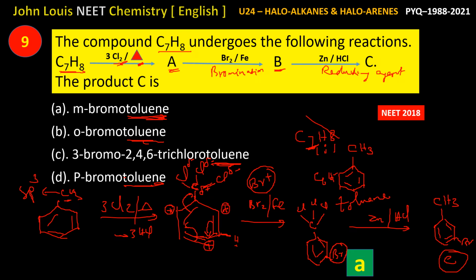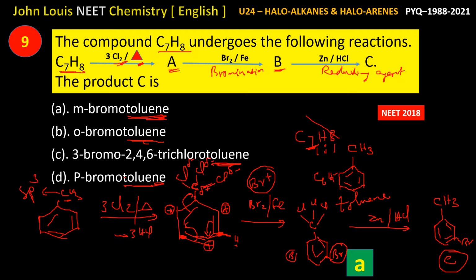So when the ortho and para positions are positive in nature, the electrophile cannot attack the ortho and para positions, and the meta positions are relatively negative in nature. That is why this bromination takes place at the meta position. That's why meta bromo trichlorotoluene is formed here.